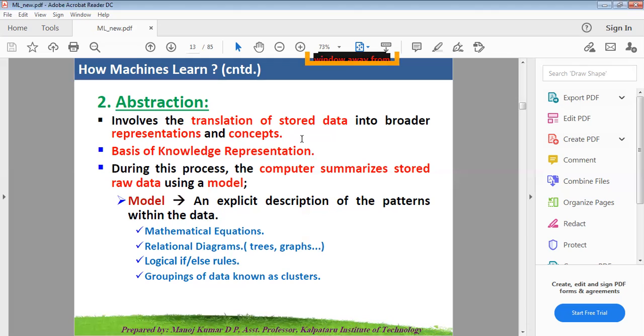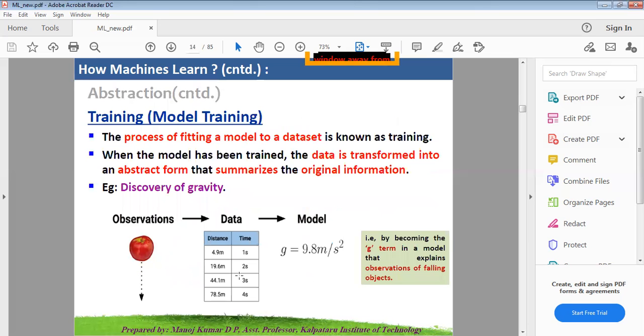I am storing, but what I can understand from that, I can represent in my own way, that is our representation. But when you come to computer representation, it is going to create a model, which includes mathematical equations, logical if-else rules, relational diagrams and grouping of data.